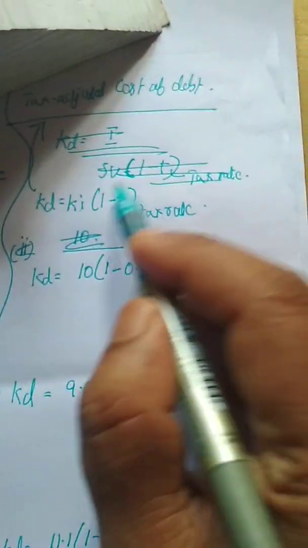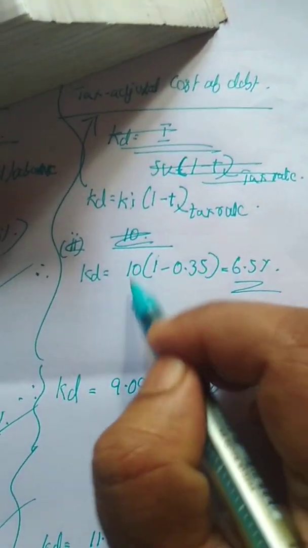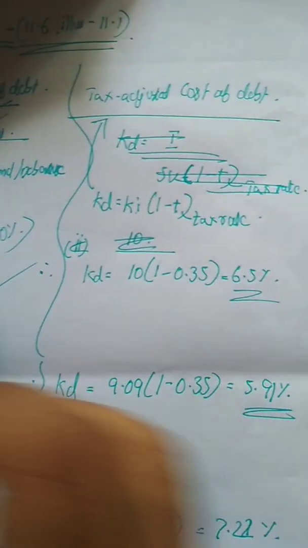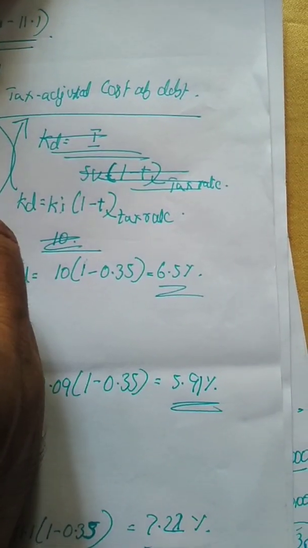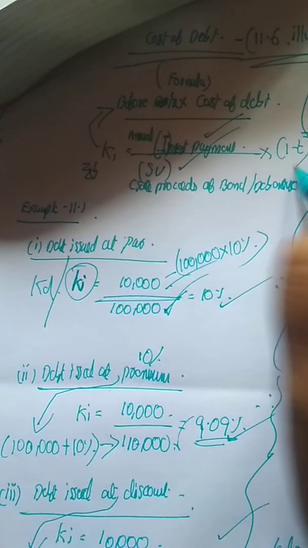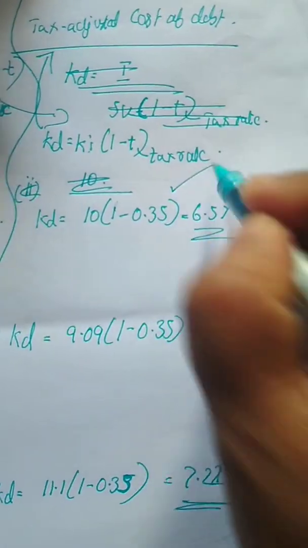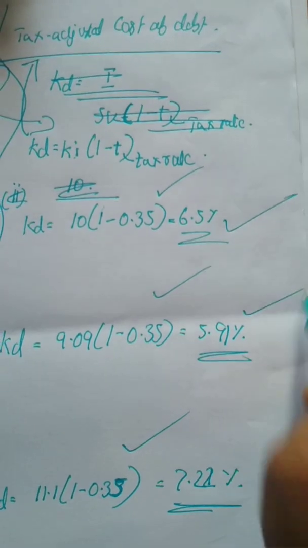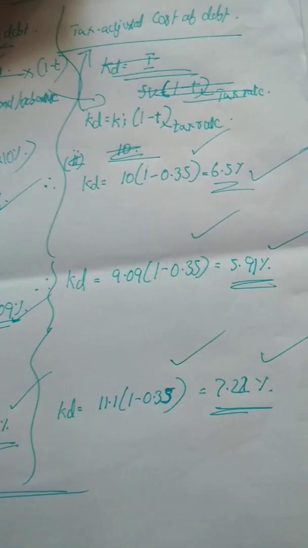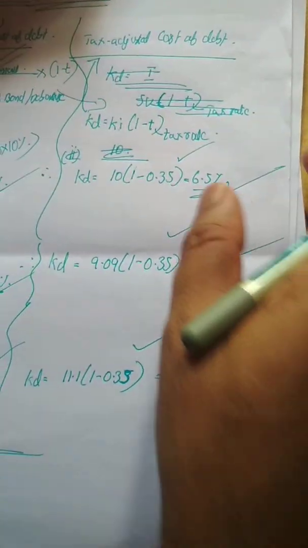KI into 1 minus T. KI we had already found. The actual formula is annual interest payment divided by SV into 1 minus T, if tax rate is there, which I had written here. So every answer into 1 minus T, we will get the tax included cost of debt. This is how we do the problem. This is all about cost of debt.